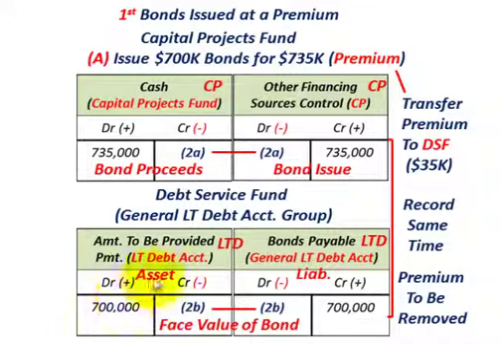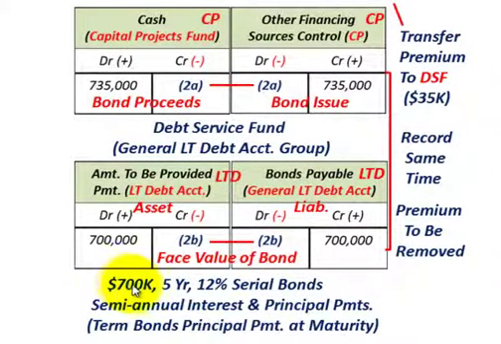What we're looking at in our general long-term debt account group is really the unmatured principal of this obligation. We're going to look later at where we would have to make some entries in the general long-term debt account group to remove this premium. It's going to be removed later, but for now we just debit the amount to be provided for the payment, the face value of $700,000, and credit bonds payable, setting up our liability for $700,000. And for our example, we're using the $700,000 for reference.